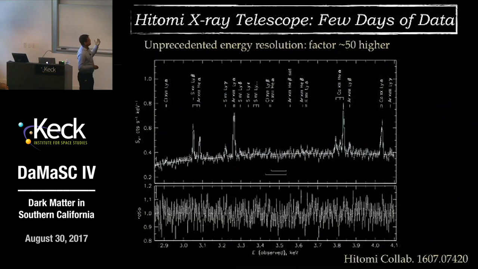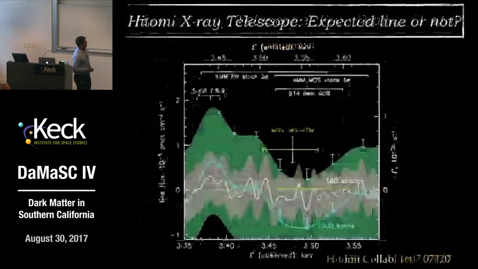But the beauty of something like CHARM or Hitomi is that it has resolved X-ray spectroscopy. It's unbelievable, right? You can see the width of the lines from the astrophysical processes, not limited by the telescope itself. And so the energy resolution is about a factor of 50 better. Hitomi had a few days of data on Perseus before it went out. They did not see the line, but it doesn't mean that they should have seen the line, and I'll show you why in a bit.